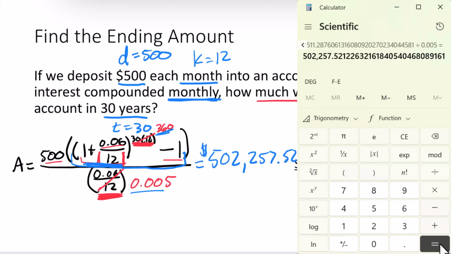And when I do that, I end up with the number 502,257.52. So this amount is the amount of money that I will have in the account at the end of 30 years if I deposit $500 every month.